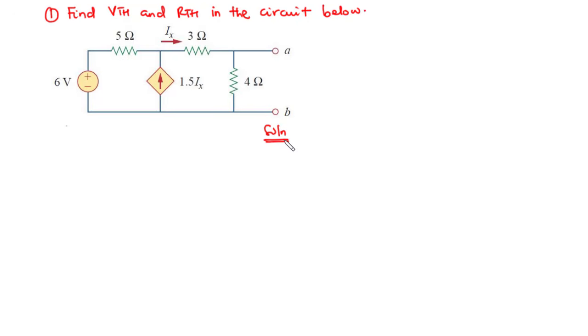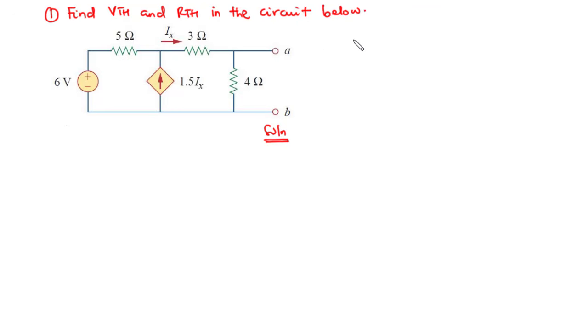Now because we have a dependent source here, which is 1.5 Ix, the approach to finding Vth and then Rth is going to be slightly different from the approach we already know. Now, to solve a circuit using Thevenin's theorem, we know the first thing is to deactivate the independent sources. Now we are going to deploy that here.